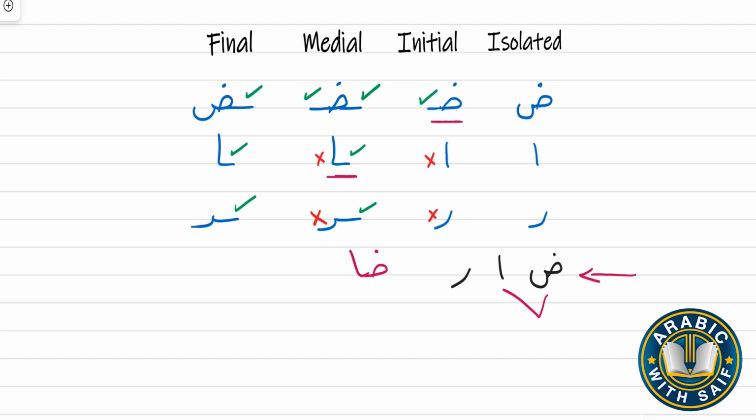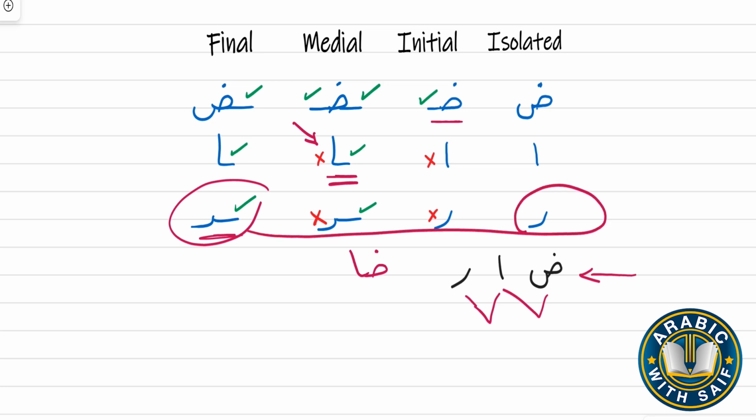Now we will check the relation between Alif and Ra. Alif in the middle allows connecting a letter before, but nothing after. That's why letter Ra's final form by default will change to be the isolated form. And this will be the final form for this word. Let's read it. Dar. Dar means harmful.